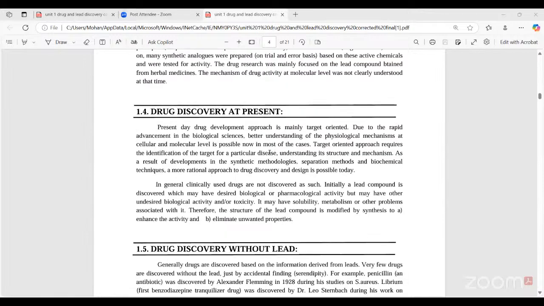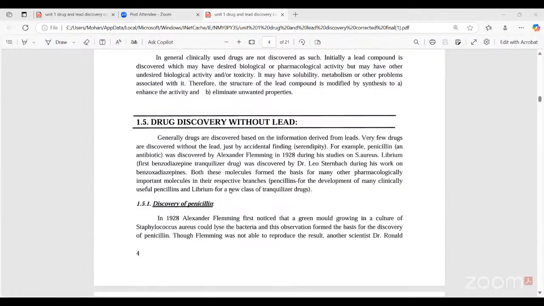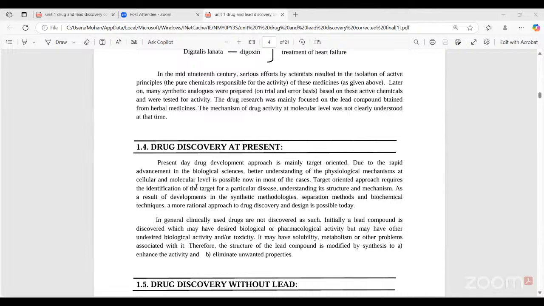Drug discovery at present. We have two options: drug discovery with lead and without lead, right? Nowadays, generally drug discovery is applied by following these two methods. The present day drug development approach is mainly target oriented, and due to the rapid advancements in the biological sciences, a better understanding of the biological mechanism at the cellular and molecular level is possible.